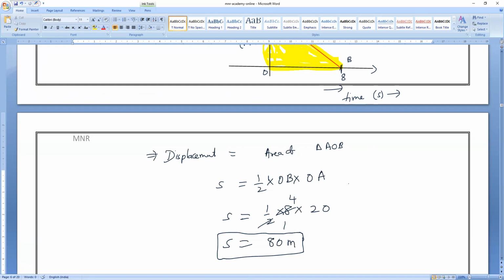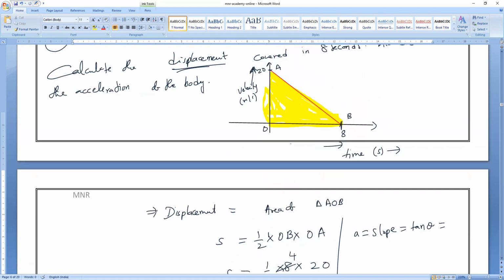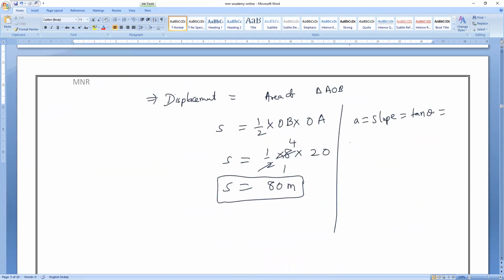Next, acceleration. If you want to find acceleration, it is equal to the slope. Slope is equal to tan theta. In a right angle triangle, tan theta is perpendicular divided by base. What is the perpendicular here? OA, and the base is OB. So OA divided by OB. OA is how much? 20 minus 20? Initial velocity, final velocity.